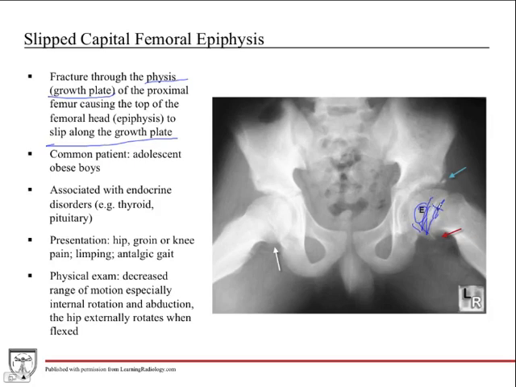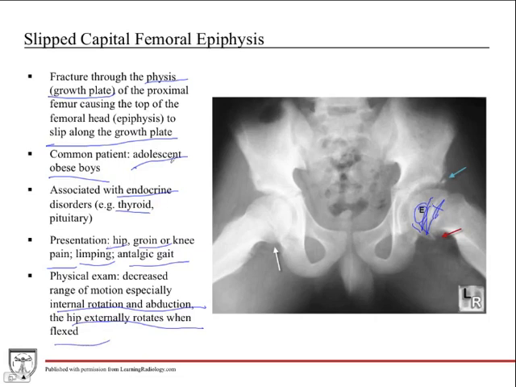And the reason for that is you wouldn't see this in an adult because the growth plate is already fused, but in a kid, this is a very mobile area, and so this can happen, especially if there's a fracture. It's common in adolescent boys, especially if they're obese, and often associated with endocrine disorders such as thyroid or pituitary problems. Presentation, they can have hip, groin, or knee pain, limping, antalgic gait. Physical exam, you're going to see decreased range of motion, especially with internal rotation and abduction. The hip externally rotates when flexed.